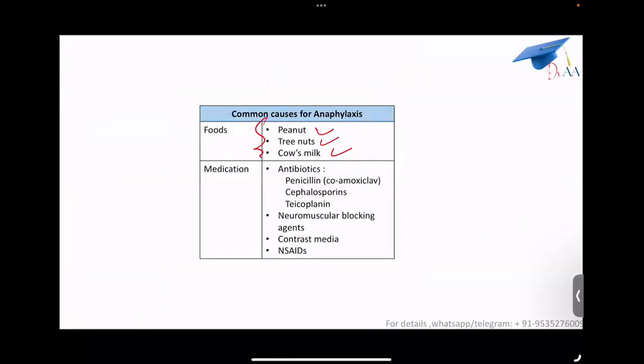Remember this, they might test you on medications or antibiotics, especially penicillin and cephalosporin, neuromuscular blocking agents like succinylcholine, contrast media, what you use for a contrast CT scan, or NSAIDs like ibuprofen, or brufen, any ibuprofen or ketorolac, any of the NSAIDs we are talking about here.